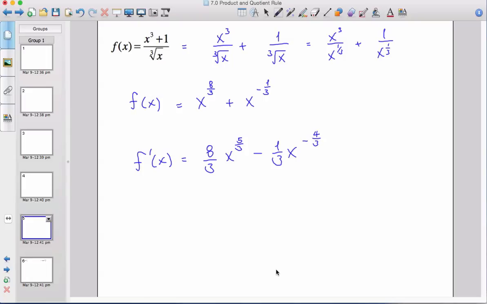There. So the trick here is just because it's written this way, it doesn't mean you have to use the quotient rule. If you simplify it and use the power rule, it's going to be a lot faster and maybe even more accurate because there's less chance of you making a mistake while using the quotient rule.